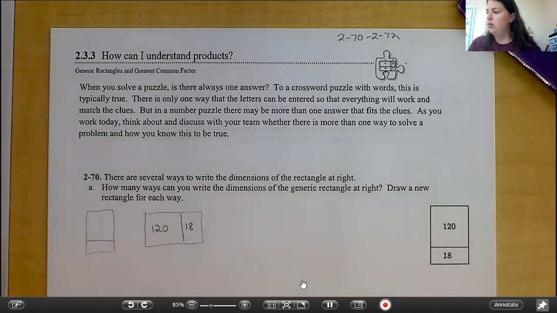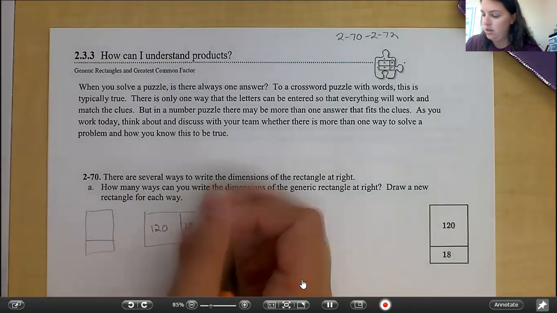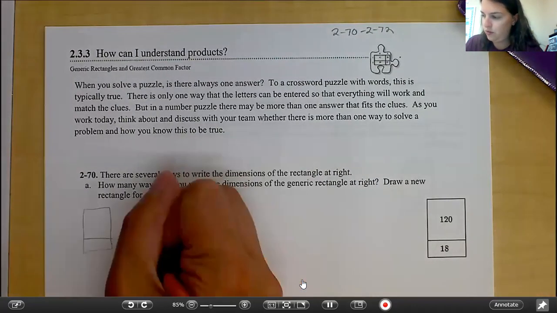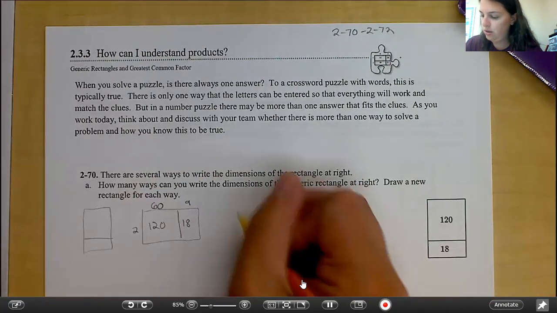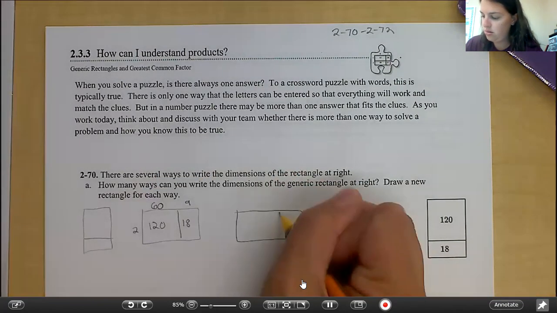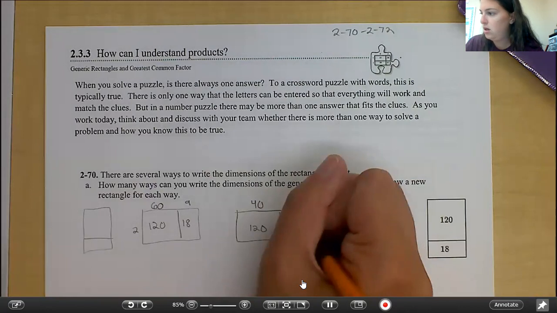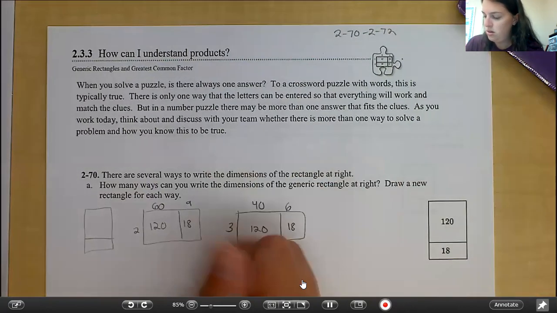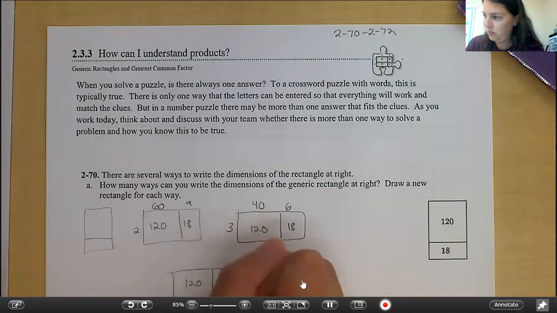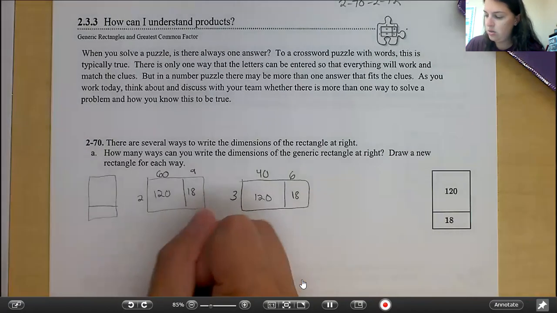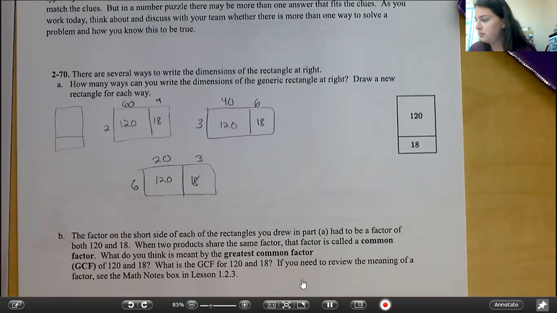Okay, so some ways you could have done, you could have had 60 and 9, which would have been 2 over here. You could have had 40, and 6 and 3. You could have had 20 and 3 and 6. Okay, so there's some options there.